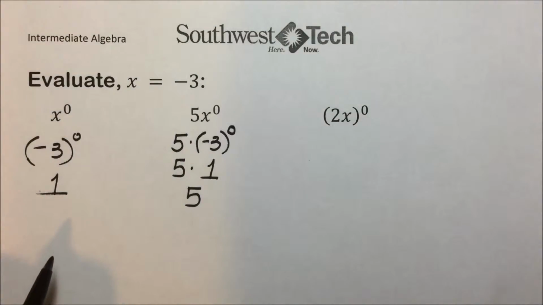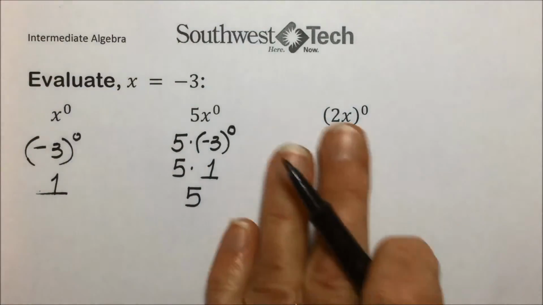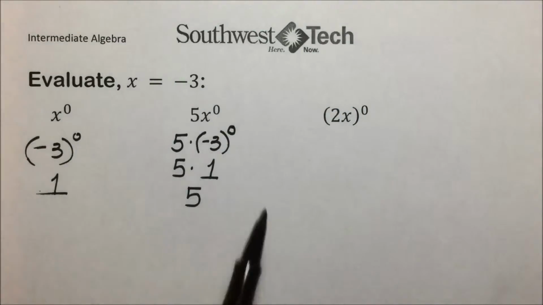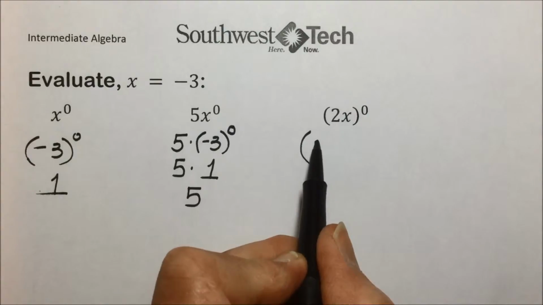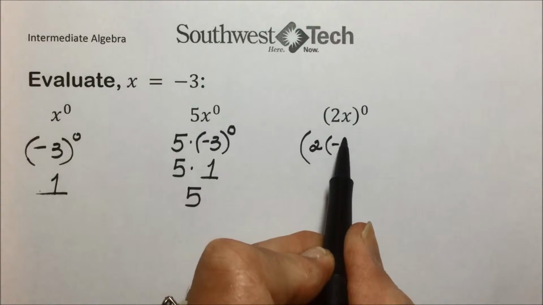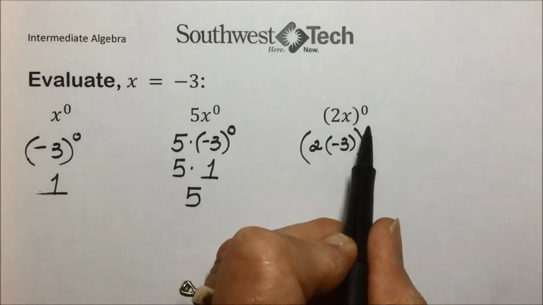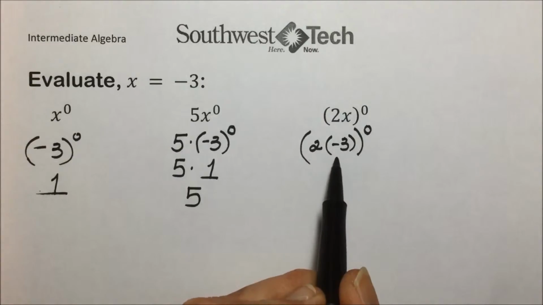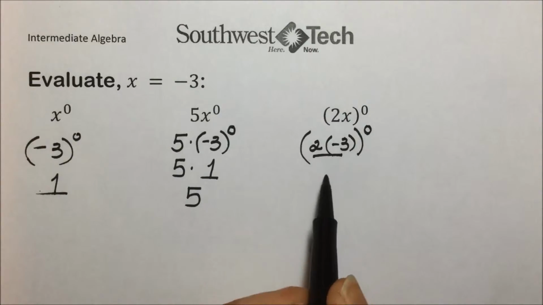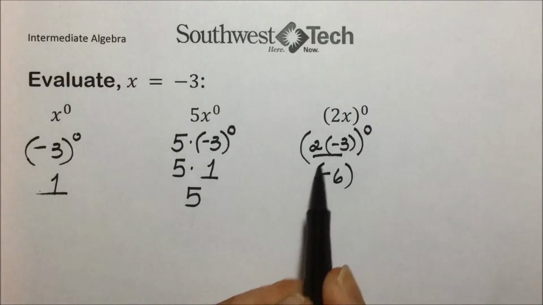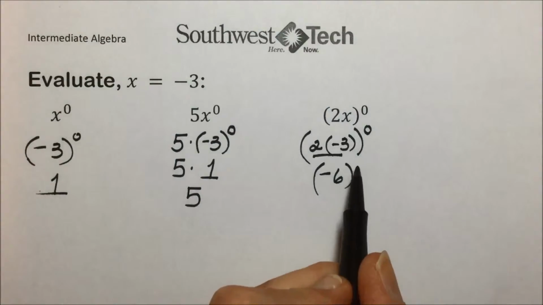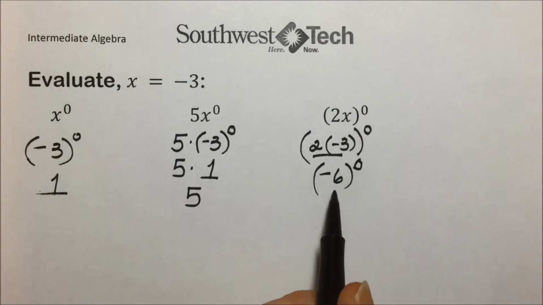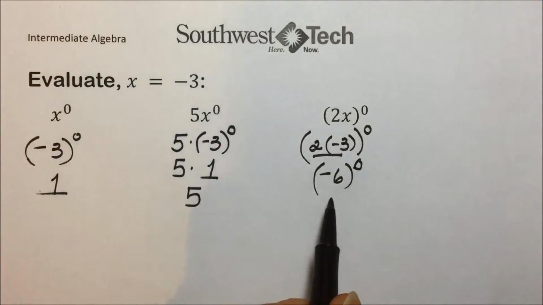However, on this third problem, what's raised to the 0 power is that whole quantity. So replacing the x with the given value, following order of operations, multiplying, we get a negative 6, and because this whole thing is raised to the 0 power, it doesn't matter what's in here. Our result, because of it being raised to the 0 power, is equal to 1.